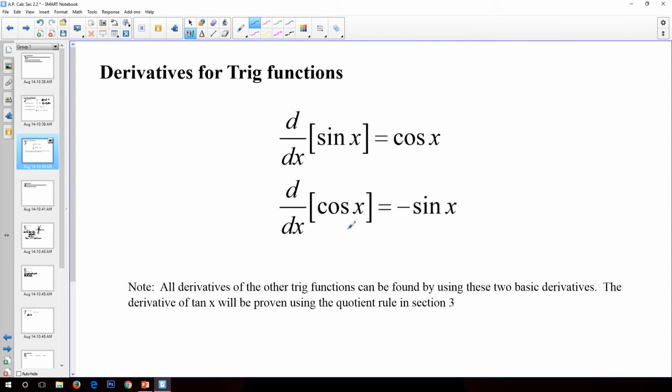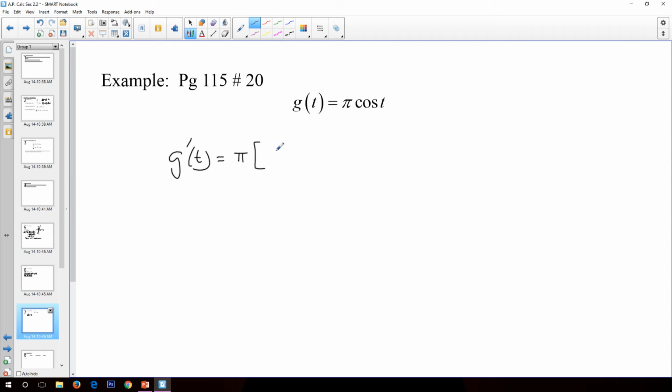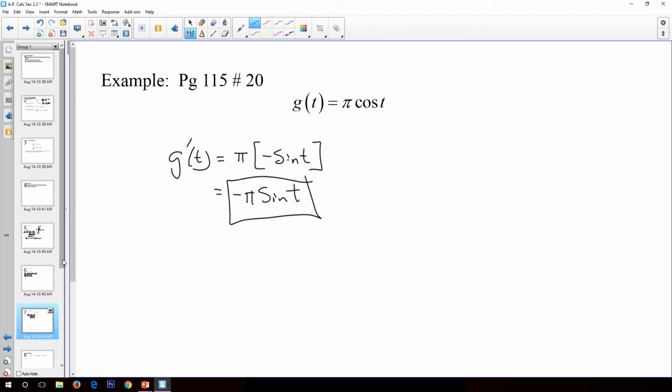And from this, we have the derivative of cosine of t equaling negative sine x, but in this case we're using the variable t, so make sure you use the variables that they give you. So this is negative sine t, and so my final answer for g prime of t is going to be negative pi sine t, and that is my solution.